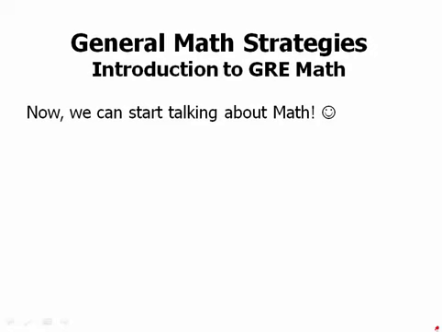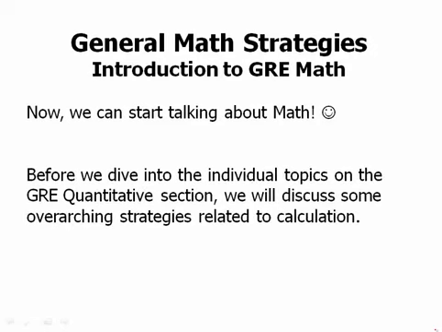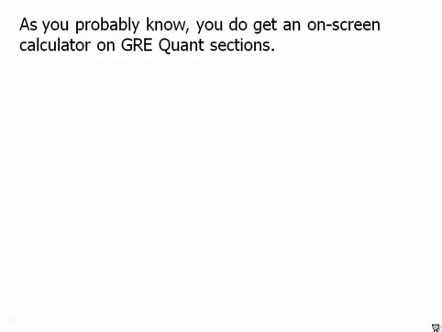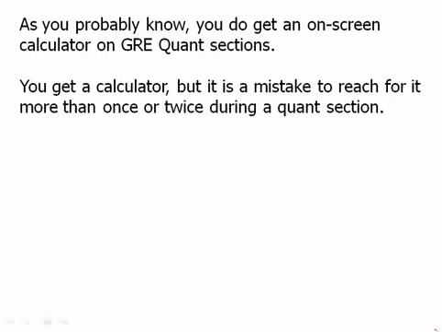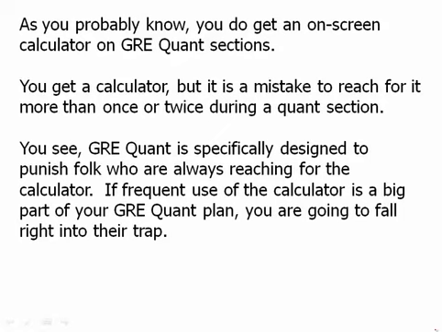Don't worry. In this module, we're just going to be talking about overarching strategies related to the basic act of calculation, so doing the basic arithmetic. And this is something that will play out in many, many problems across the quant section. Big idea number one is, as you probably know, you get an on-screen calculator on the GRE quant sections. You get a calculator, but it is a mistake to reach for it more than once or twice during a quant section. You see, GRE Quant is specifically designed to punish folks who are always reaching for the calculator.